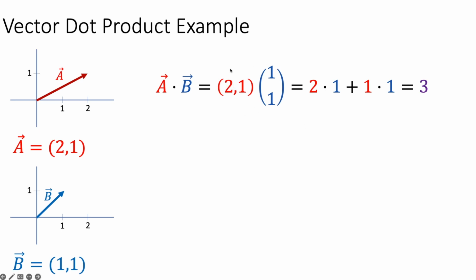Whatever numbers are here, and however they line up like this, you multiply together the numbers that have the same index, right? This is the first one, that's the first one. That's the second one, that's the second one. You multiply those together, and then you add them, and that's your dot product. So the dot product of vector 2, 1 and 1, 1 gives you 3.